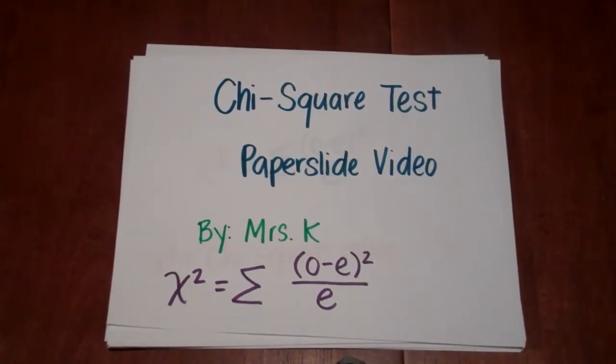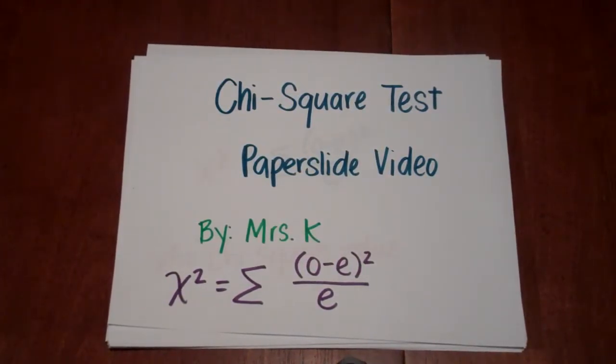The chi-square test is very important in science because it is a way to determine if the variation that you see in your data is due to chance or if it's due to the variables you're actually testing in the experiment.